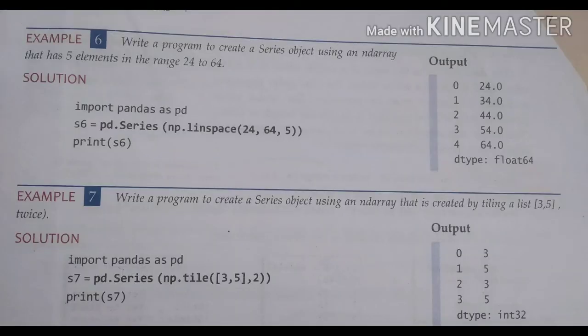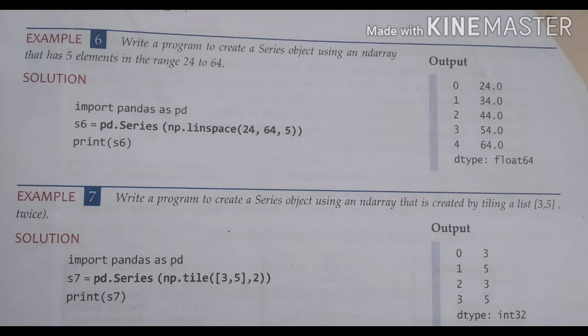Next we are creating a series by using the linspace function of the NumPy array. In that you have to import numpy also. So np.linspace(24, 64, 5). Here we want to start the series from 24. We want it to go till 64, but we want only 5 numbers in the series. So how can it go from 24 to 64 with 5 numbers? We want an increment of 10. See the output: 24, 34, 44, 54 and 64. 64 is the last one, 24 is the first one, and we want 5 numbers, so an increment of 10 is given automatically by the linspace function.